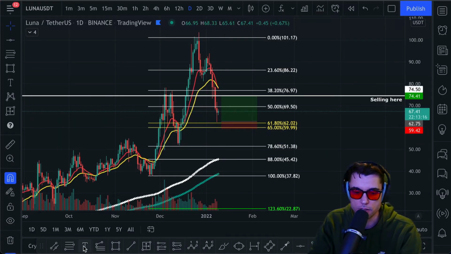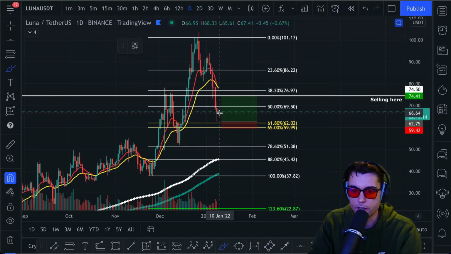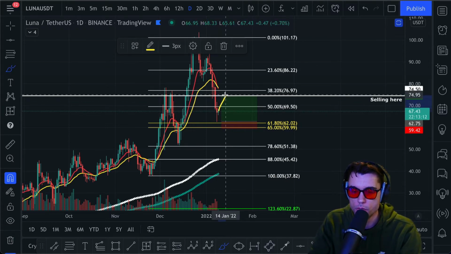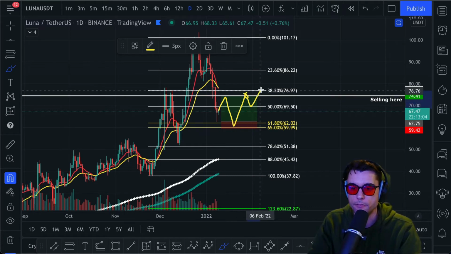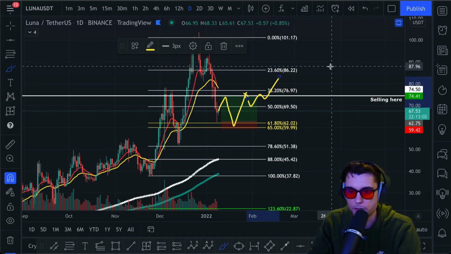And let me get the little arrow thing. Yeah, so hopefully it comes like this. Boom, sell, comes back down. Boom, buy it. Boom, comes back up, sell it again. And then after that, I'm going to have to determine whether to get it or not.